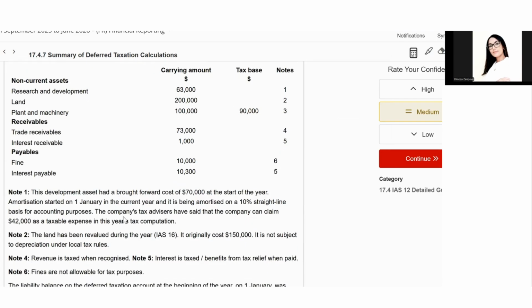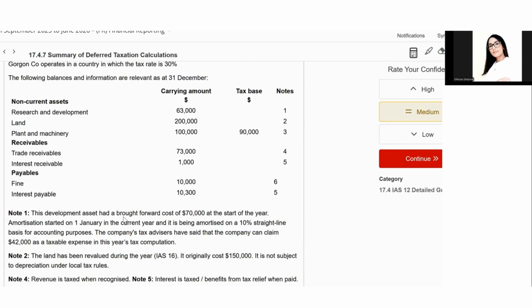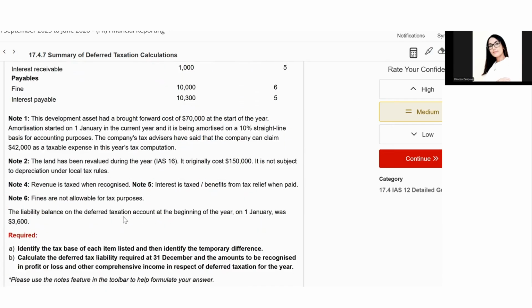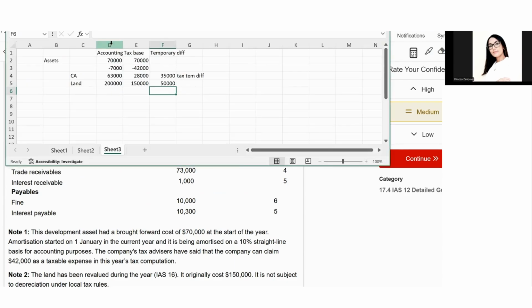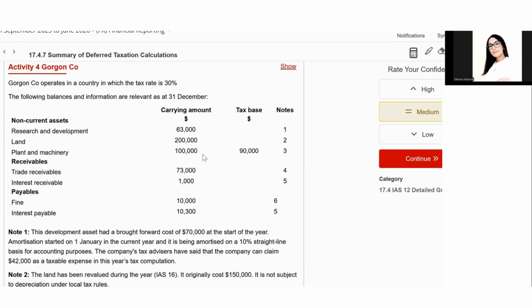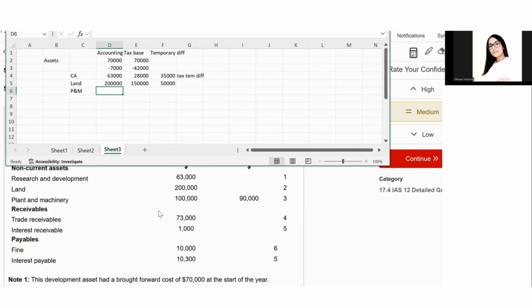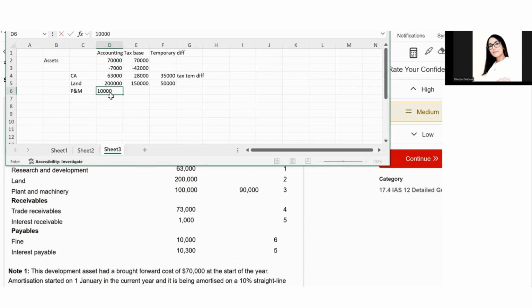Let's look at the plant and machinery, what they are saying about note 3. Okay, they don't have note 3. We just take this amount then. Carrying amount minus 90. Plant and machinery, 190,000, minus 100,000, 90,000. And then we have taxable temporary differences, right?